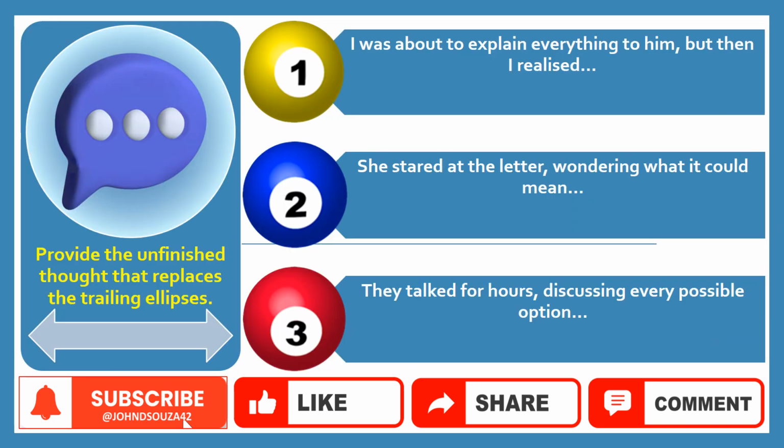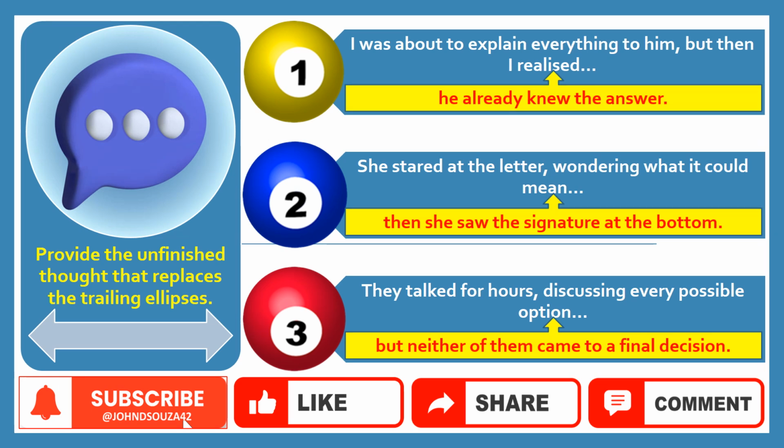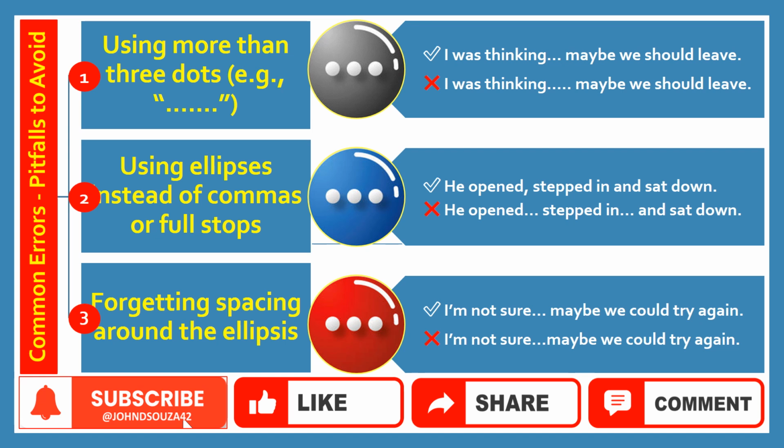Complete this assignment to check your understanding of trailing ellipses, which are used to suggest an unfinished thought. Assess your response against the model answers in the key. Common errors in the use of ellipses include excessive dots or misusing ellipses, where a comma or full stop would be more appropriate.